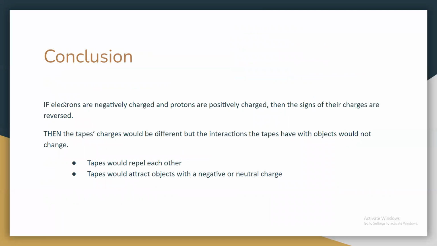In conclusion, if electrons are negatively charged and protons are positively charged, and the signs of their charges were reversed, then the tapes' charges would be different, but the interactions the tapes have with the objects would not change. The tapes would still repel each other, and the tapes would attract objects with a negative or neutral charge.